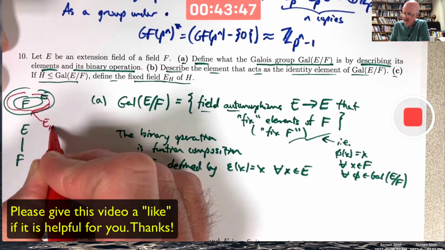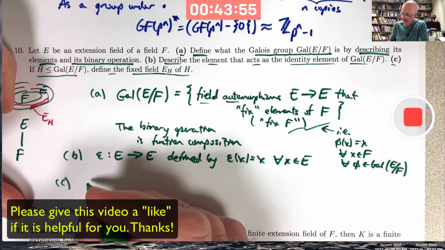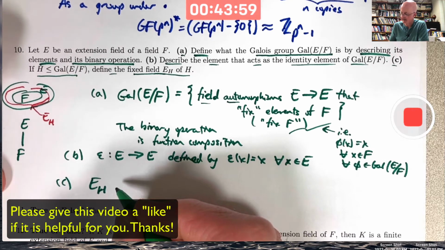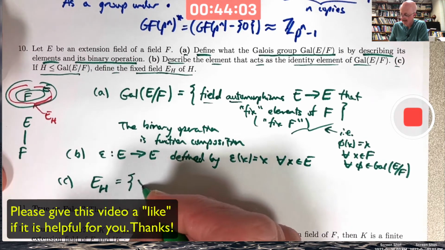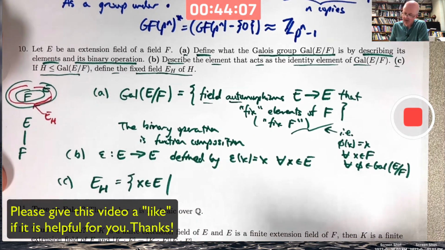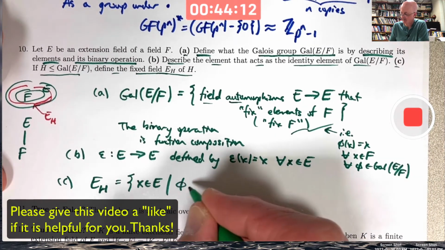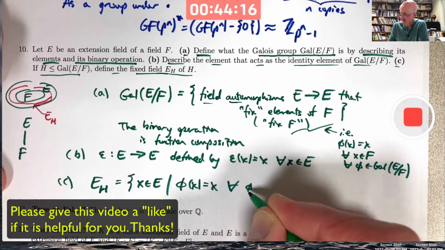E sub H is going to be a field, in general, between F and E. It's a subfield of E. It's a field extension of F. It's the set of everything in E that gets mapped to itself under elements of H, satisfying the property that phi of x equals x for all phi in H.